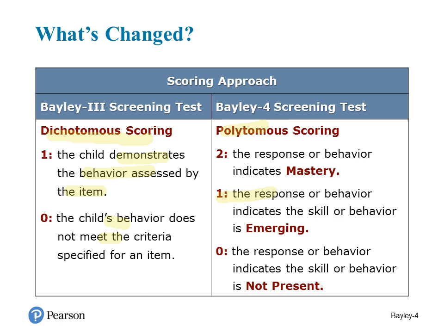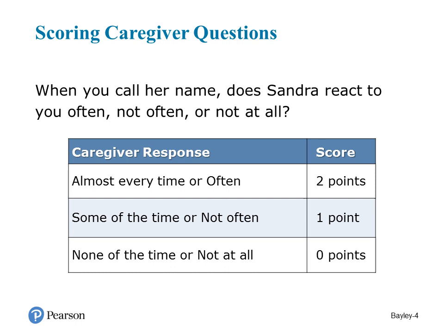2 when the child's behavior indicates mastery. 1 when the response or behavior indicates the skill or the behavior is emerging, and 0 when the child's response or behavior indicates the skill or behavior is not present. So that's going to be a major change which we believe really will allow us to capture that dynamic and uneven developmental trajectory which is common to young children.